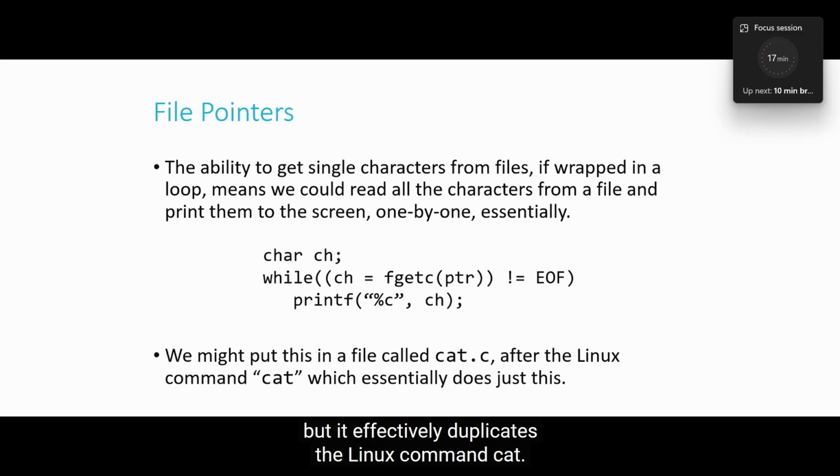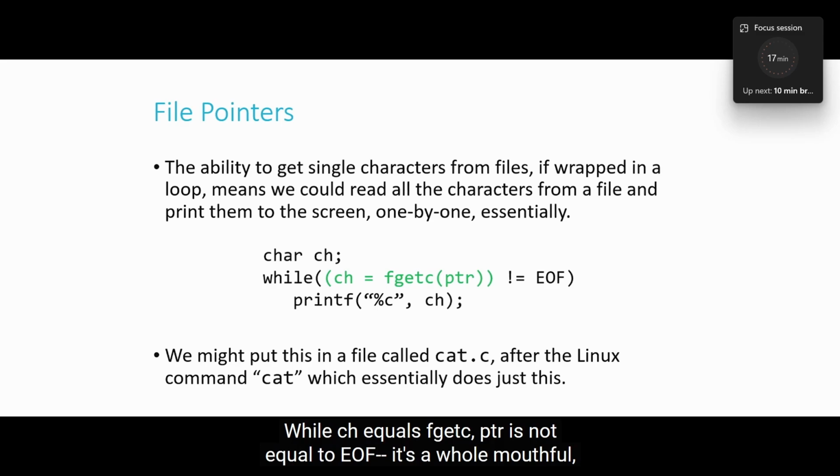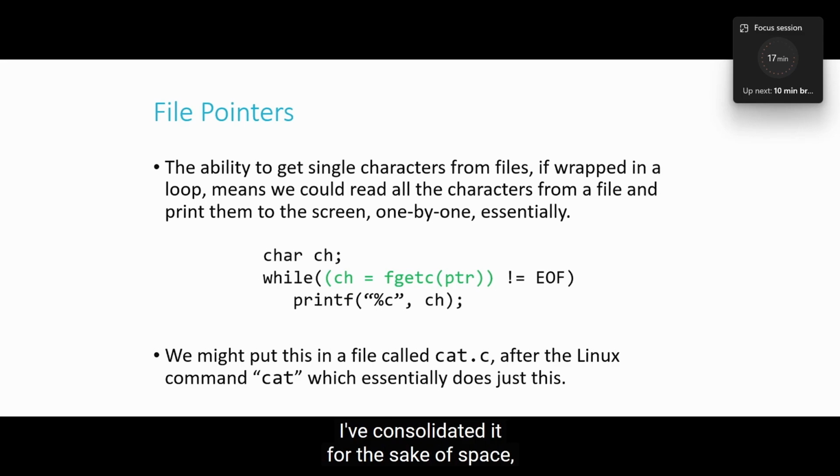So this syntax might look a little weird, but here's what's happening here. While ch equals fgetc ptr is not equal to EOF. That's a whole mouthful, but let's break it down just so it's clear on the syntax, because I've consolidated it for the sake of space, although it's a little syntactically tricky. So this part in green right now, what is it doing? Well, that's just our fgetc call, right? We've seen that before. It's obtaining one character from the file.